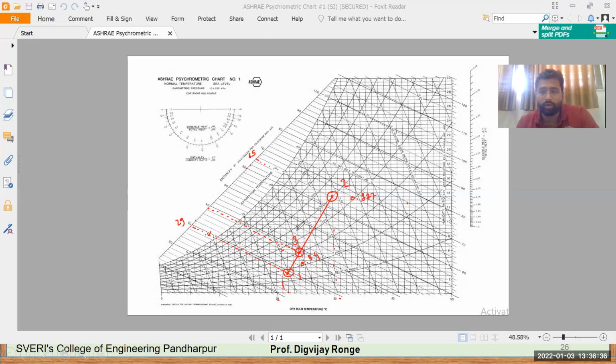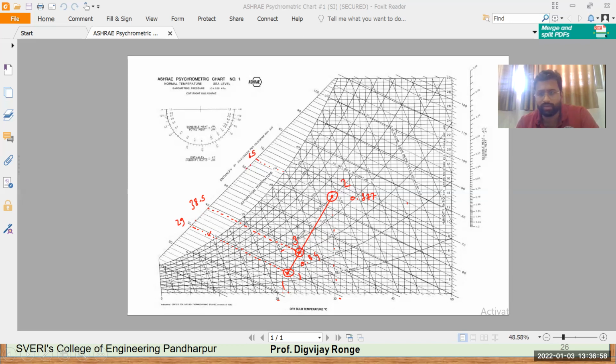So I hope you understood up to this point. First we plotted point number 1 and 2, we joined them and we created a line. Then we calculated the H3 value. H3 value we have put here, which is 38.5. Then we have drawn a constant enthalpy line parallel to these inclined lines, and it intersects this line at point number 3. So this is point number 3.